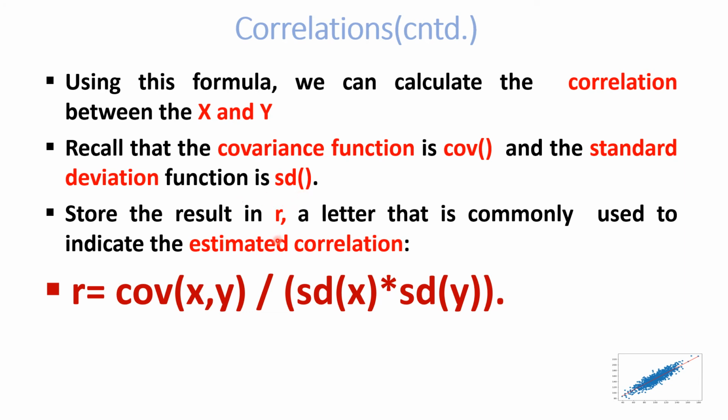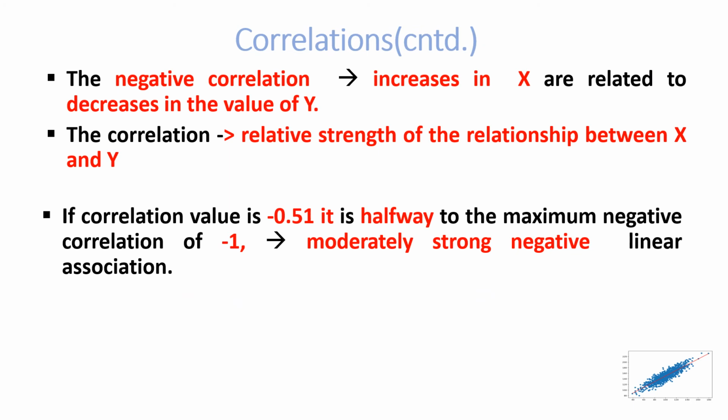We can store the result in the variable R. R is a letter commonly used to denote the correlation, so we can estimate it like this: R is equal to covariance of xy divided by standard deviation of x into standard deviation of y. That is one way to identify the correlation between x and y. Or in R we can directly use the COR function, COR of x comma y. That can also calculate the correlation between x and y.